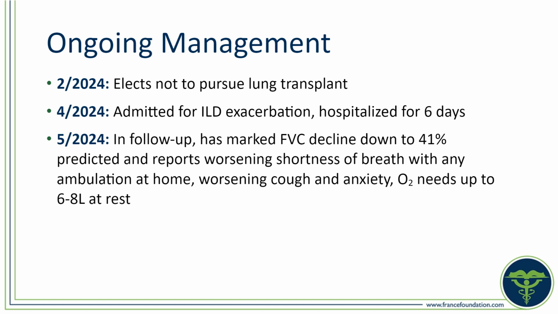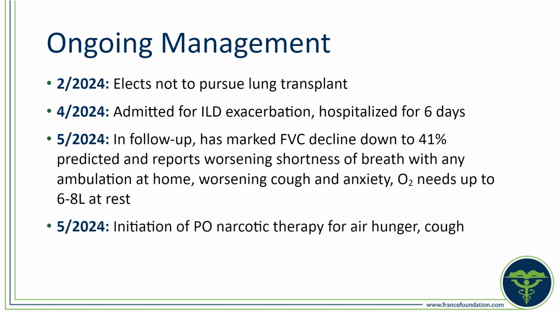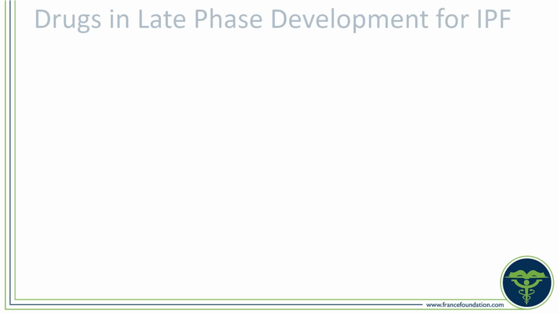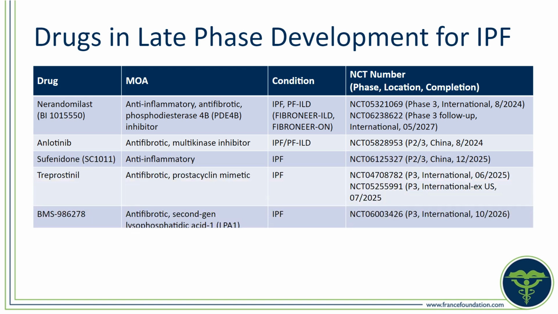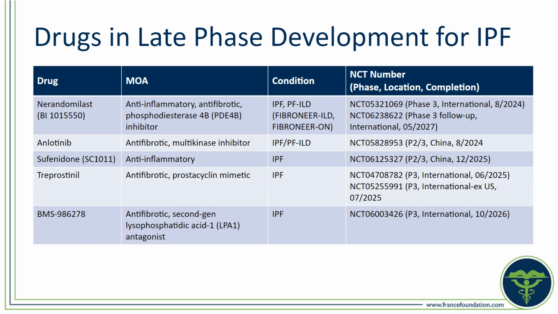The O2 needs had been increased up to 6 to 8 liters at rest, even at the time of follow-up. At this time, with consultation from our ILD palliative care team, the patient was also initiated on a PO narcotic therapy for air hunger and cough. As Dr. Volkman stated about SSc-ILD, we're also fortunate in the management of patients with IPF that there are several late-stage investigative trials in phase 2 and phase 3 for therapies for the treatment of idiopathic pulmonary fibrosis.